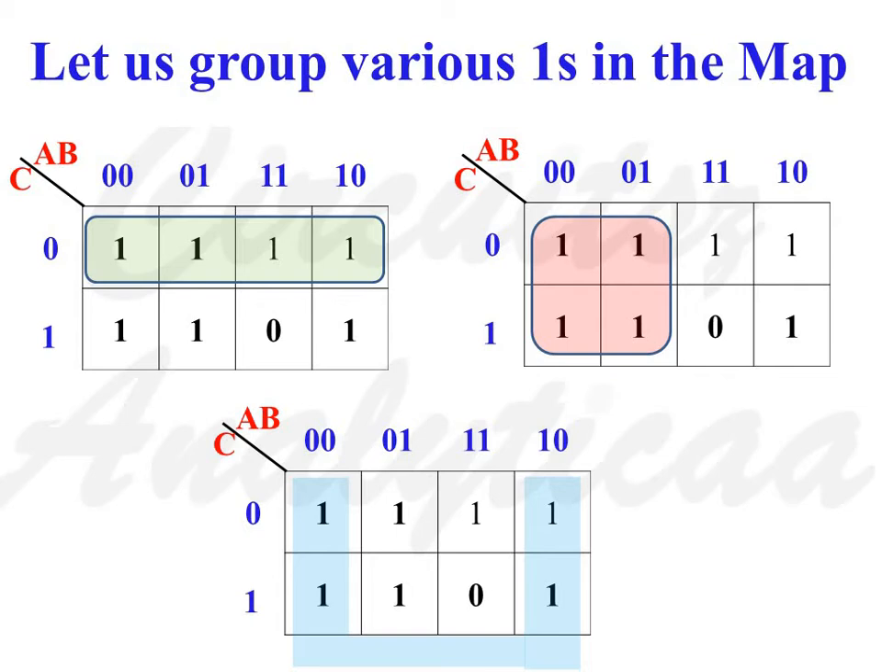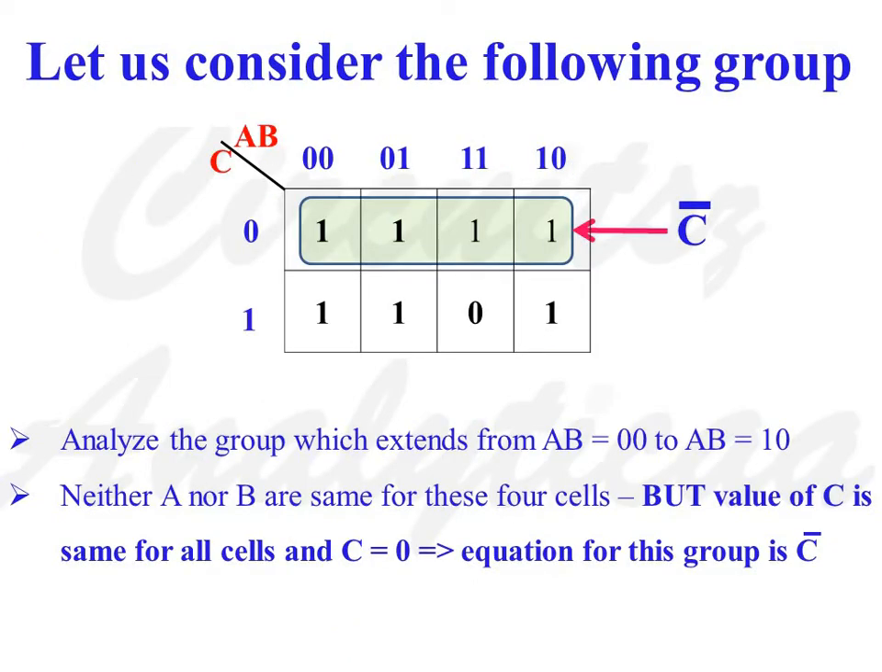There is only one cell filled with 0. That is the cell with binary value 1, 1, 1. Rest of the cells are filled with logic 1. Here, value of C is same for all cells in this group and C is equal to 0. Therefore, we can write the group equation as C bar.